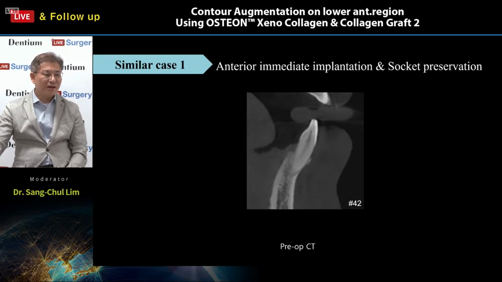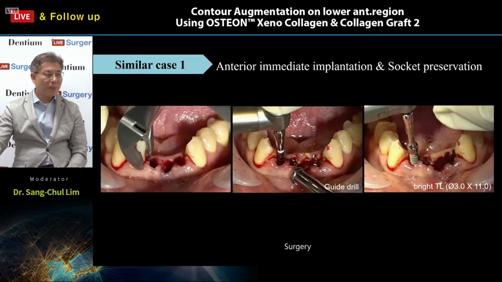About the 42 area, the labial bone is a very thin layer, extremely thin. So after extraction and implantation, we need to do something more, like a contour augmentation or the labial GBR procedure.